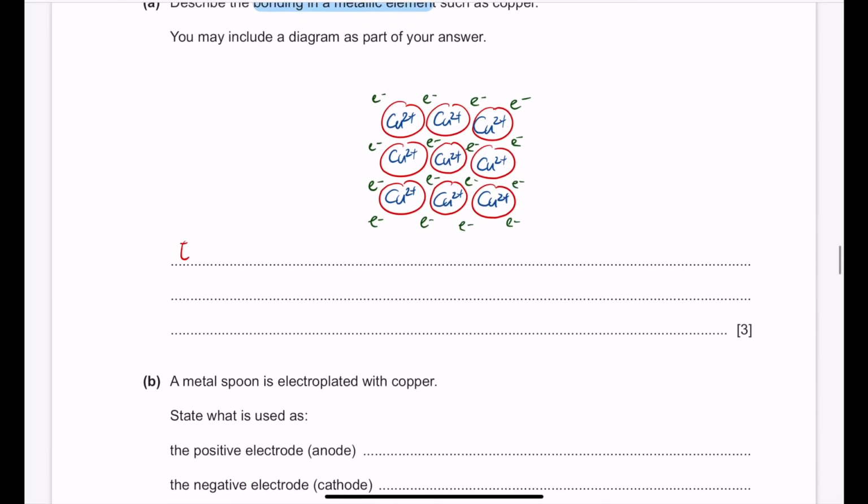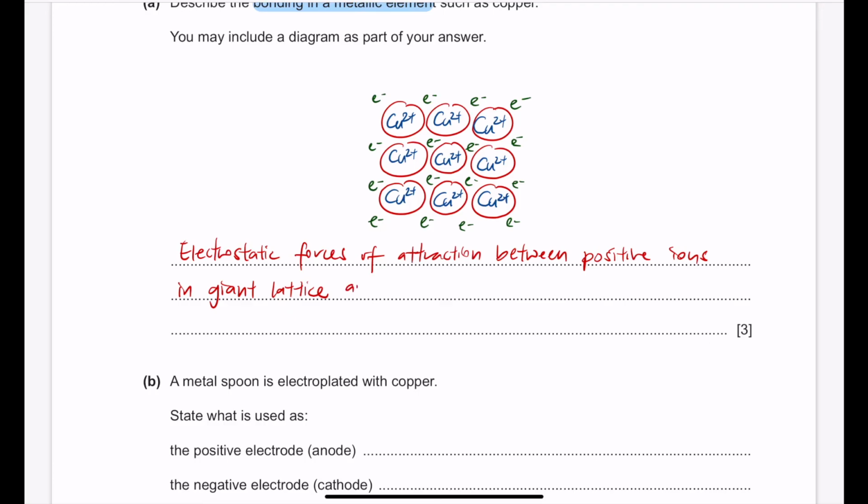It is electrostatic forces of attraction between positive ions in giant lattice structures and a sea of electrons. So the keywords are electrostatic forces of attraction, positive ions, and sea of electrons.